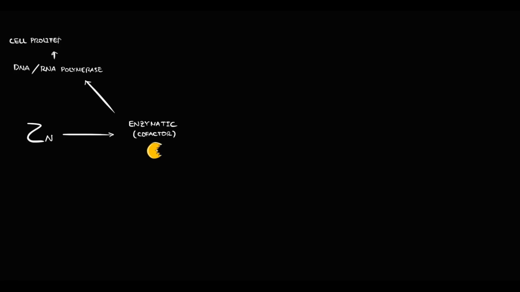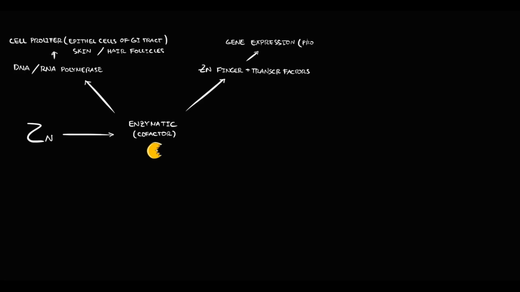The major function of zinc is enzymatic, because zinc is an important cofactor for enzymes in our body. First of all, we need zinc for a proper function of DNA and RNA polymerase, which are essential enzymes for cellular proliferation. And these enzymes are especially important in rapidly dividing cells, it's epithelial cells of the GI tract, of skin and hair follicles. Also, we need zinc for zinc fingers and transcription factors, which are essential for gene expression. Basically, without them, we cannot make proteins.